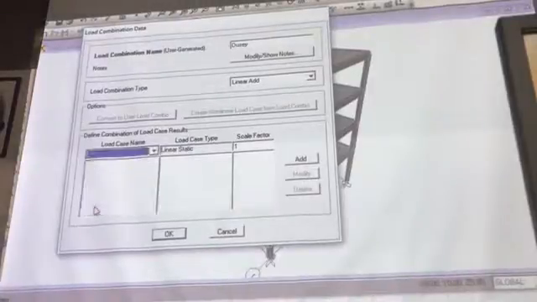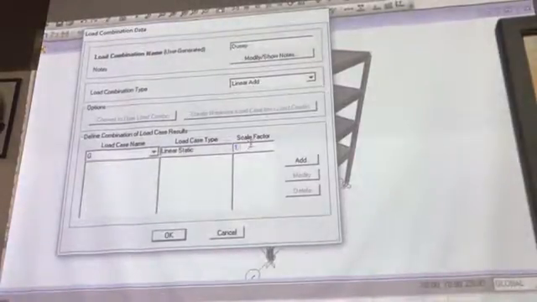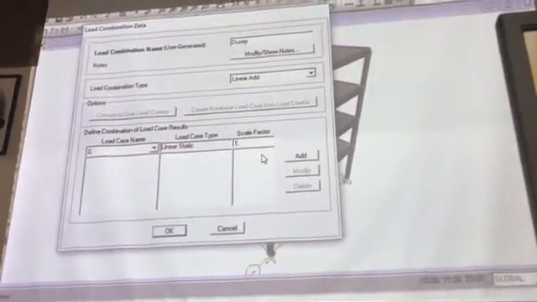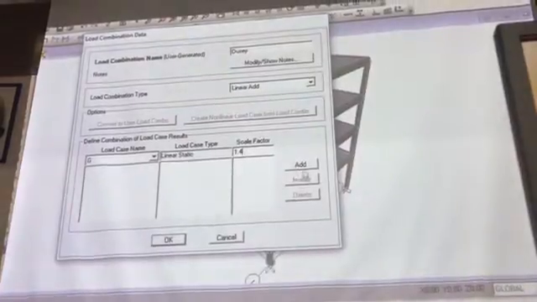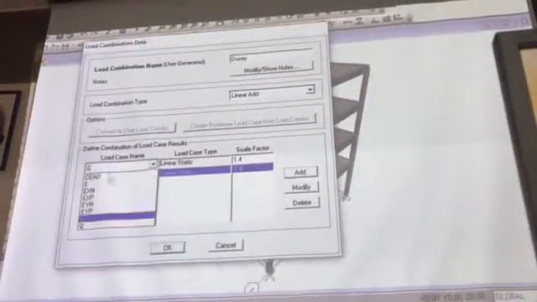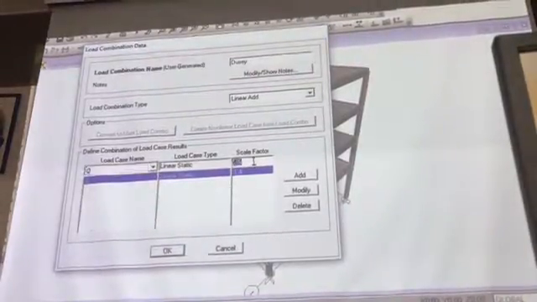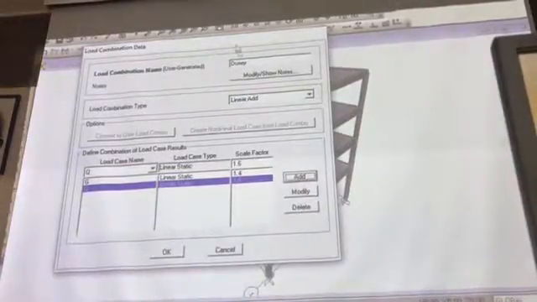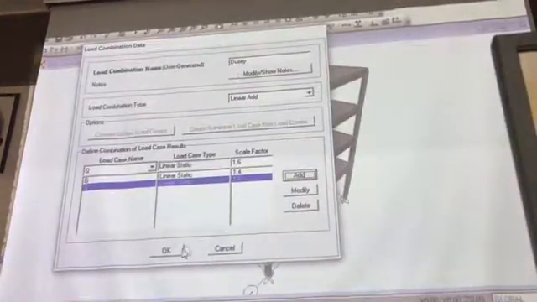We have 1.4G. What about Q? 1.6Q. Select Q, and scale factor will be 1.6. Okay, this is called the Düşey combination.